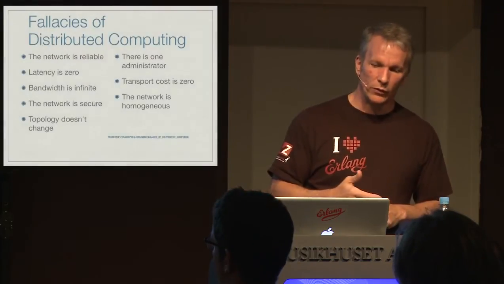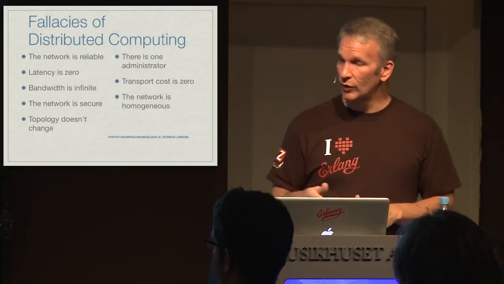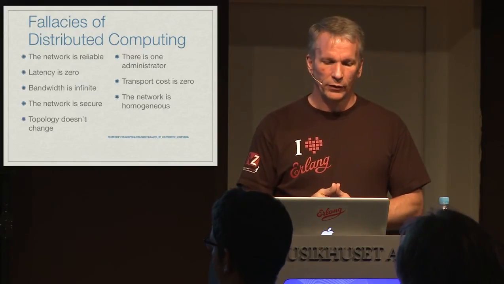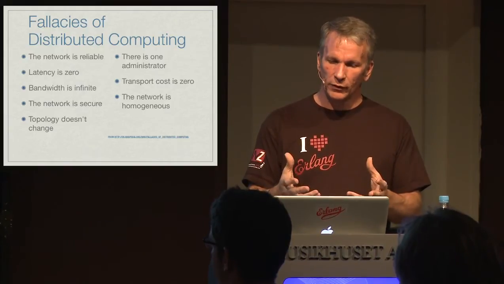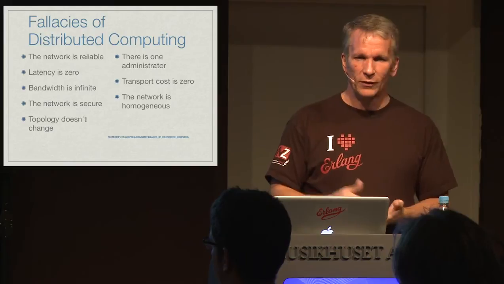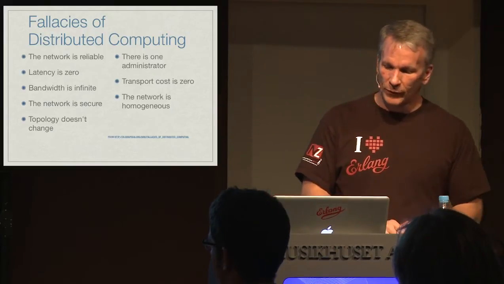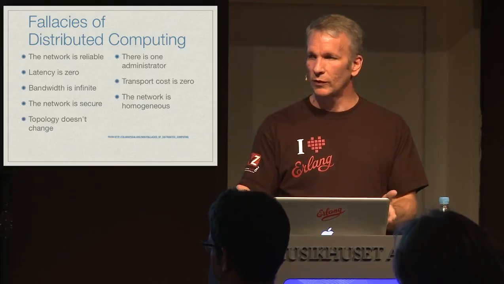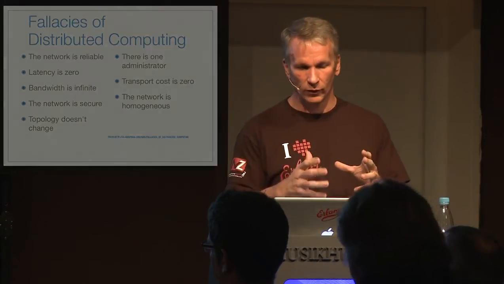There's also a thing called the fallacies of distributed computing, put together by Peter Deutsch. And these are the fallacies. I believe the final one was added by James Gosling later, but it's all the stuff that we kind of know. The network is reliable? No, of course it isn't. Latency, you have latency. You just have to deal with all these problems in a distributed environment that you just don't have to deal with when you're dealing with a local system.